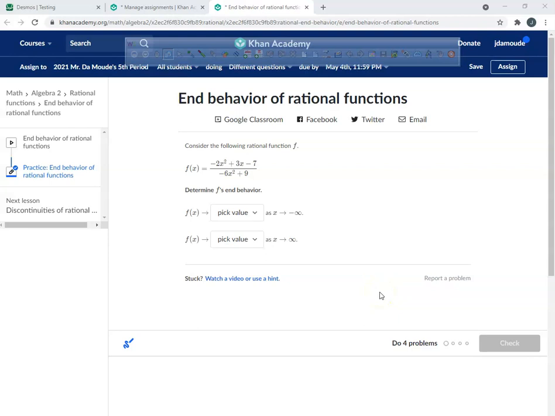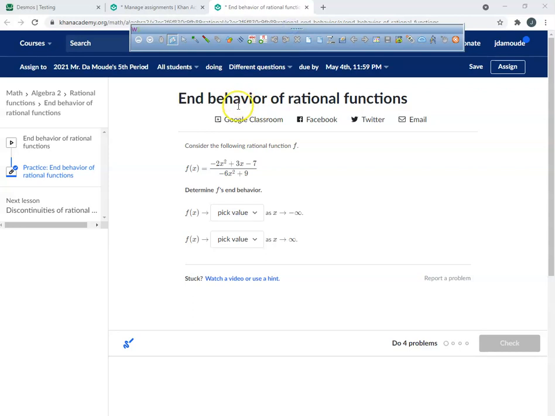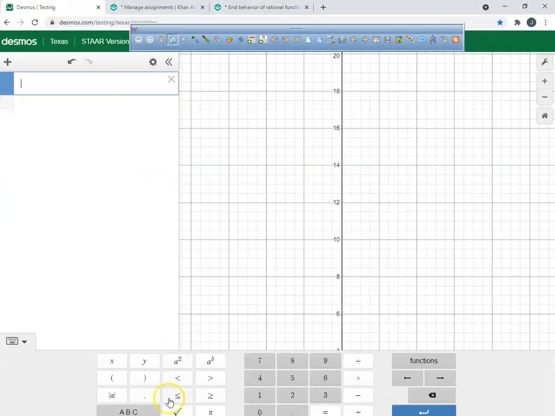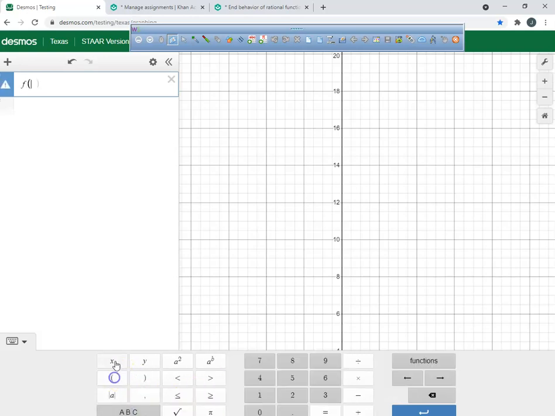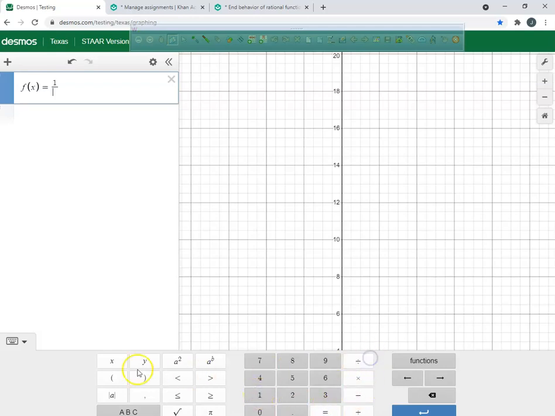All right, so we're going to look at end behavior of rational functions. To talk about the end behavior, we're first going to write the parent function for all rational functions. So, if you would, please, all I'm going to do is write f of x equals 1 divided by x.